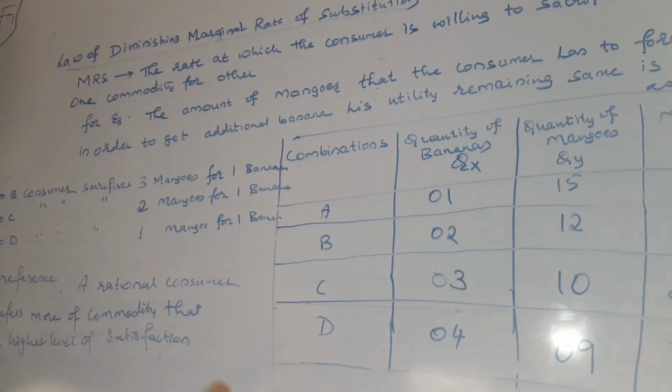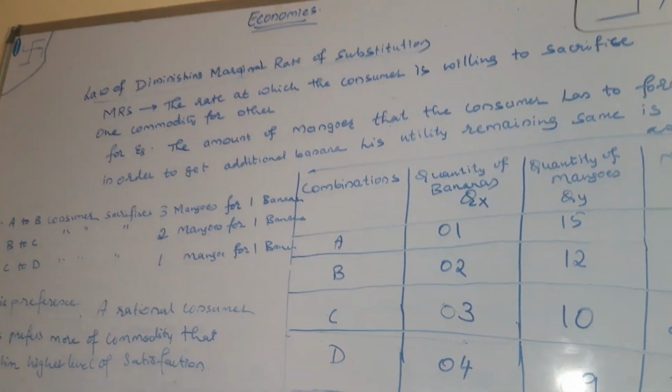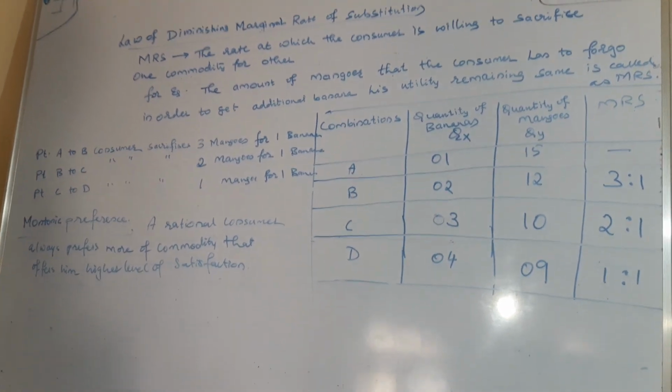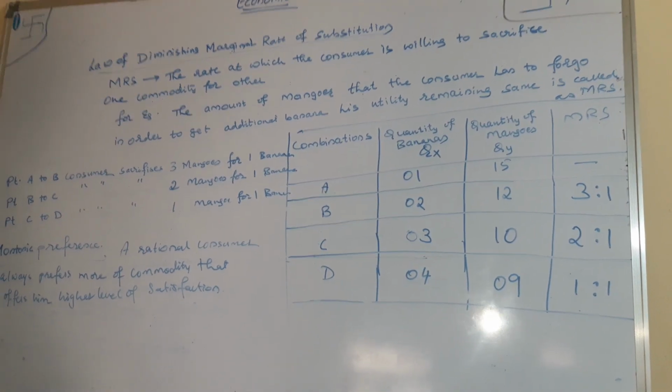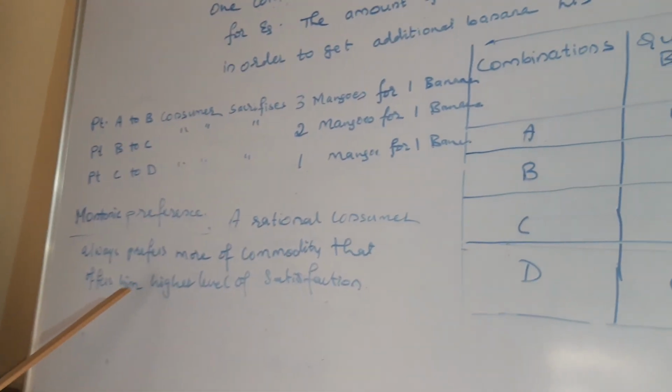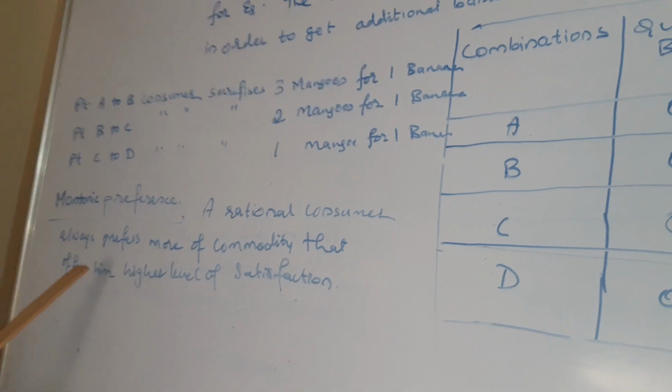So the marginal rate of substitution denotes, or it states that the rate at which the consumer is willing to sacrifice one commodity for the another. So that is called as the diminishing marginal rate of substitution. Now we come across one more meaning, that is called as monotonic preferences. So what do you mean by monotonic preference?